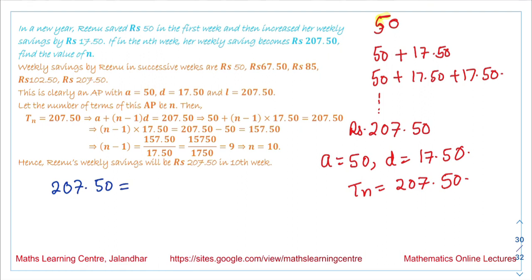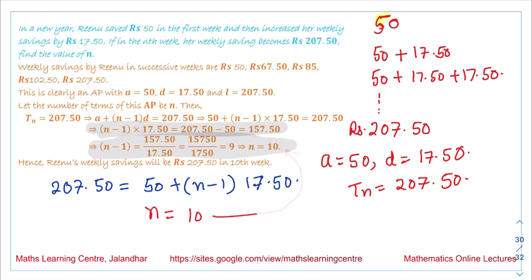So we get 207.50 is equal to A plus n minus 1 into D, the value of D we have is 17.50. These calculations are shown over here, that on solving these values you will get that the answer for n is 10. You can verify this answer on your own, that the answer you are getting is 10. So we are saying that Renu's weekly saving will be 207.50 rupees in the 10th week.